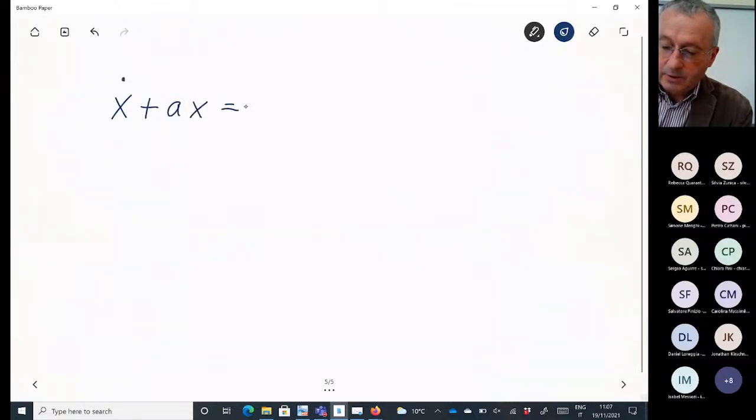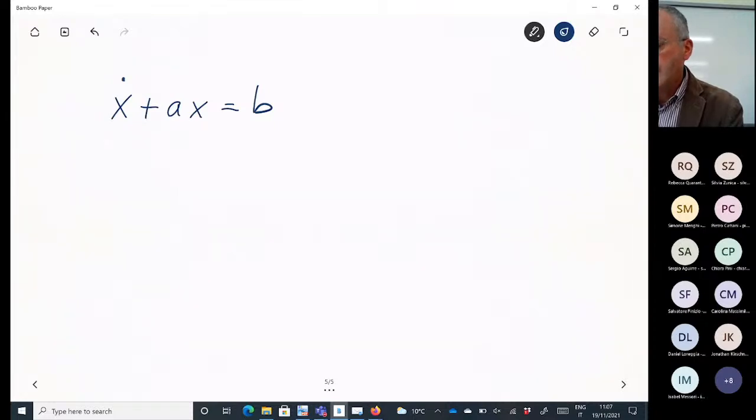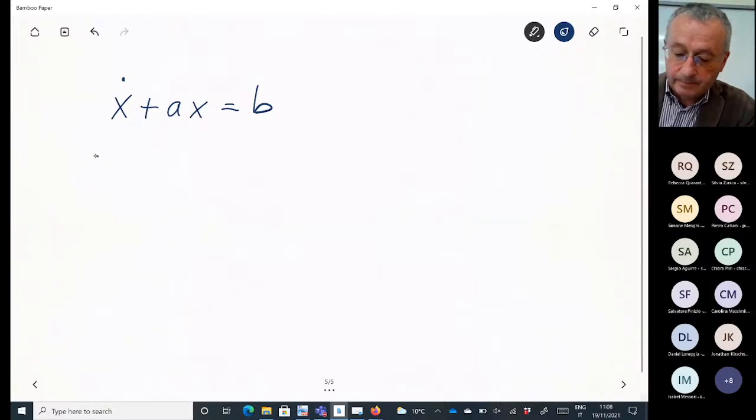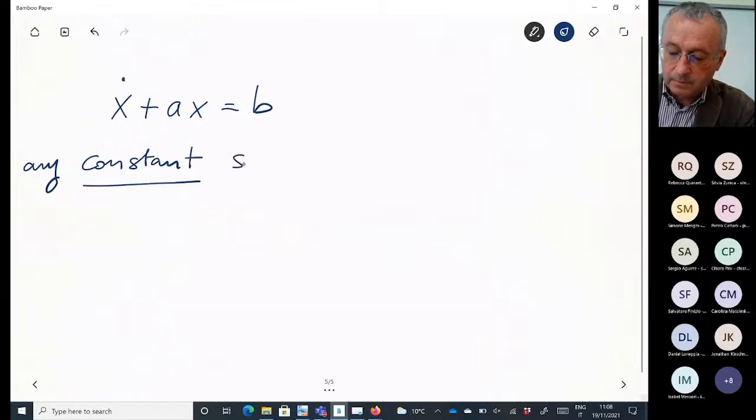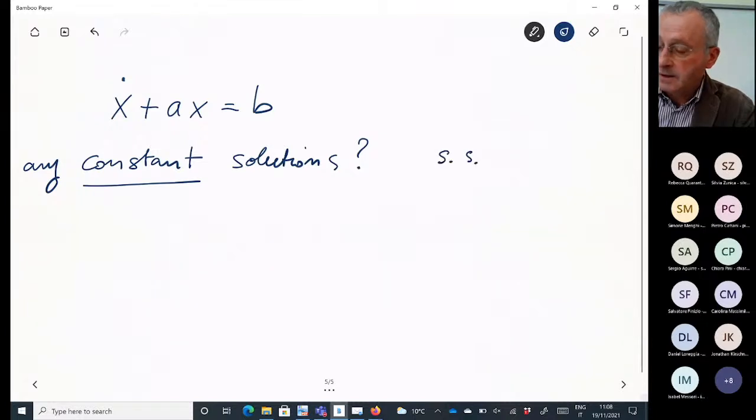The first step is, okay, I don't know what the general solution is, but my first question is, are there any constant solutions to this equation? Or steady state solutions? Everything is in the slides, okay? So don't worry.